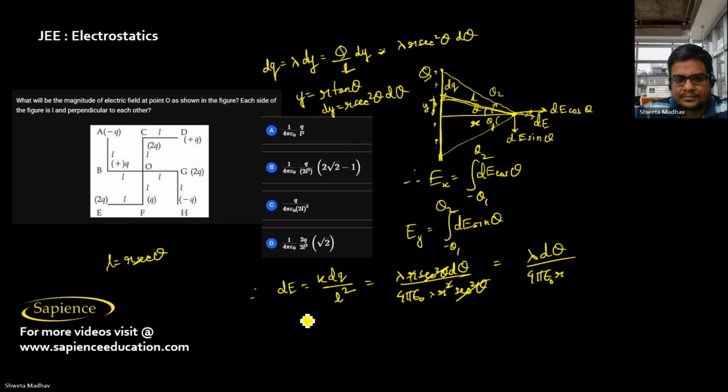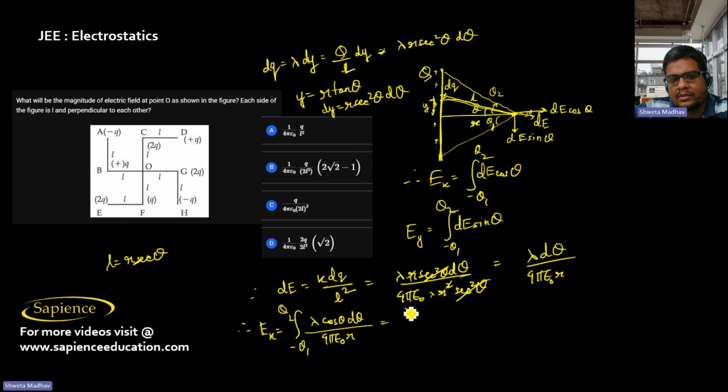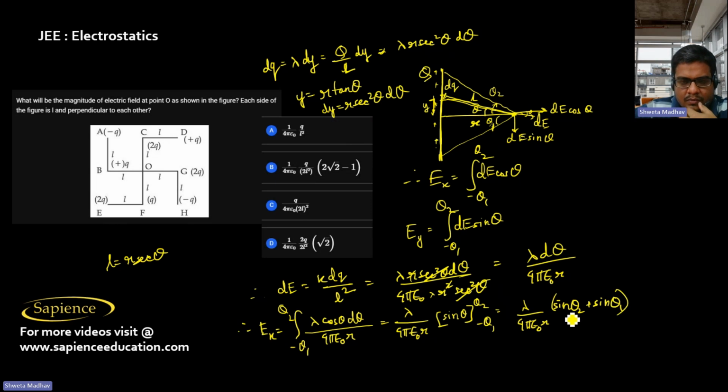Now, therefore, the x component of the electric field will be equal to the integral from minus theta 1 to plus theta 2 of dE, that is lambda cos theta d theta by 4 pi epsilon naught r. So it will be lambda by 4 pi epsilon naught r into the integral of cos theta d theta, which is sin theta, going from minus theta 1 to plus theta 2. So this will be lambda by 4 pi epsilon naught r into sin theta 1 plus sin theta 2.